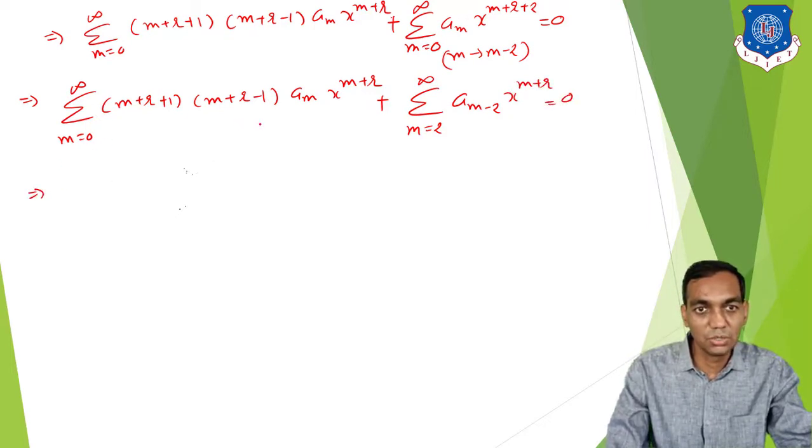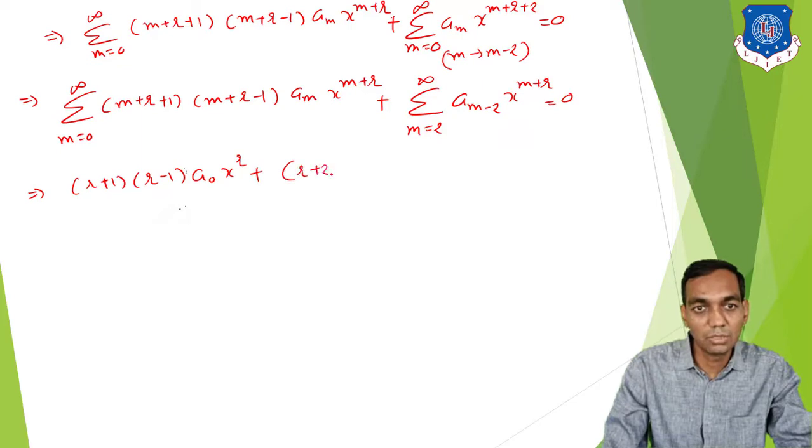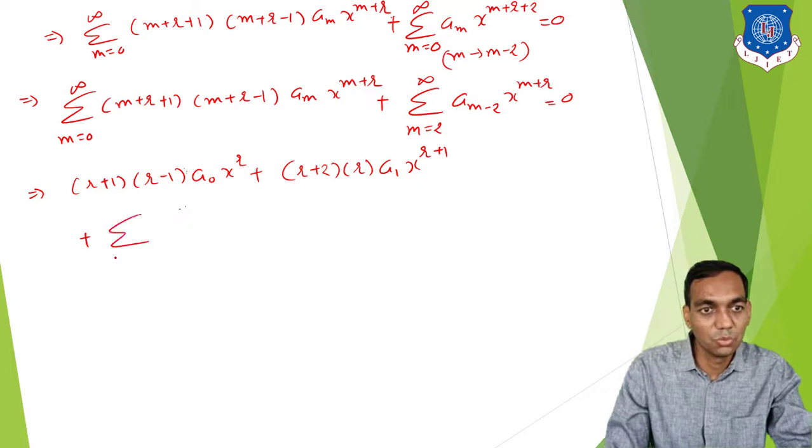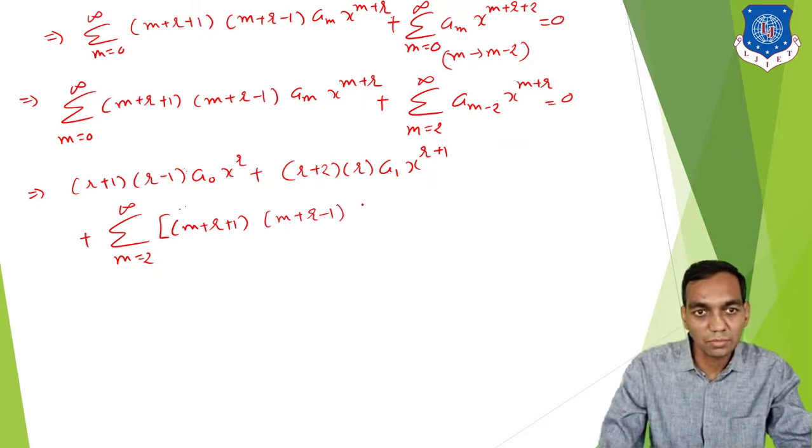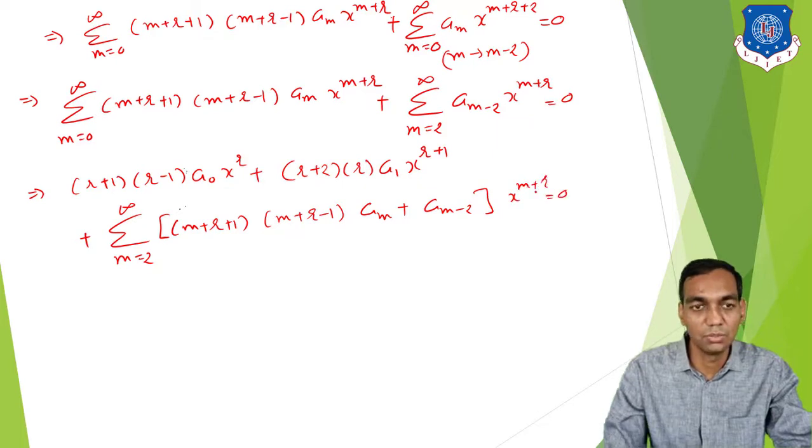So separate the terms with 0 and 1. So if you are going to put m equal to 0, then you will have (r plus 1)(r minus 1) a0 x raised to r plus (r plus 2) into r into a1 x raised to r plus 1, and from 2 combine both the summations, and that will give you (m plus r plus 1)(m plus r minus 1) into am plus a of m minus 2 into x raised to m plus r is equal to 0.